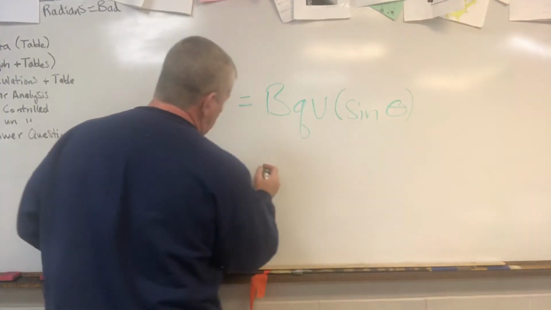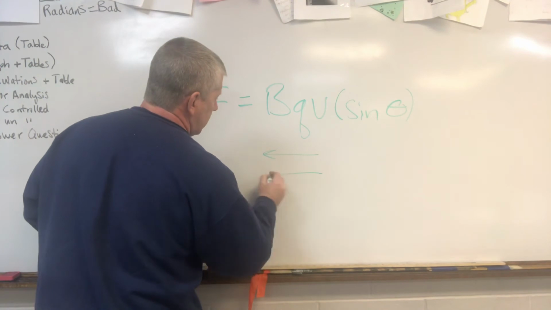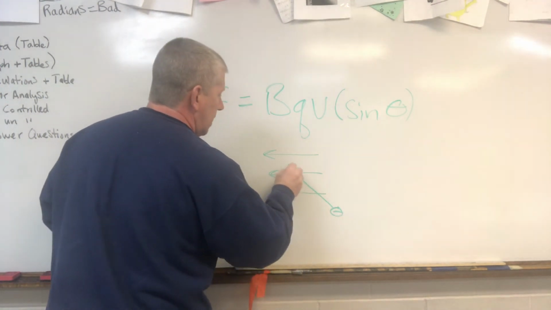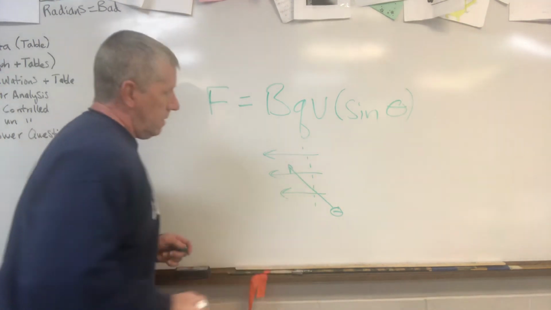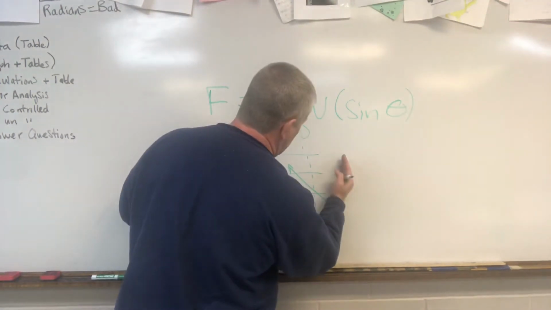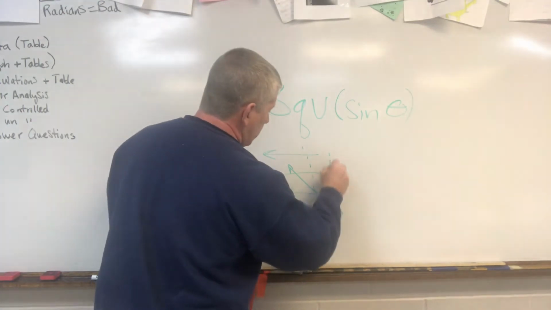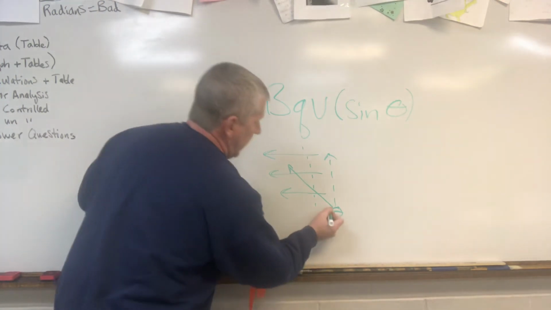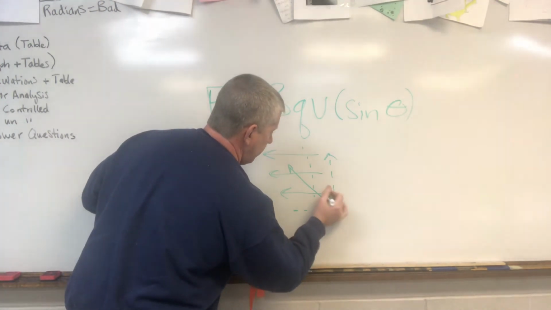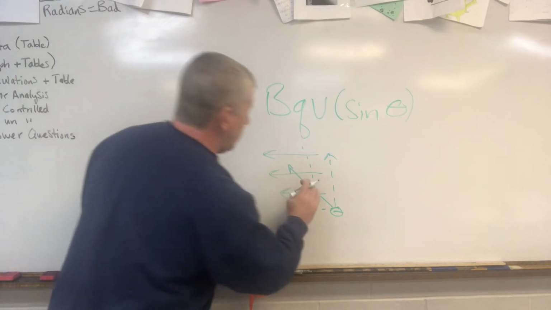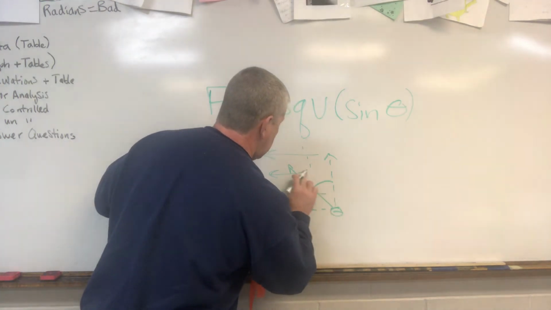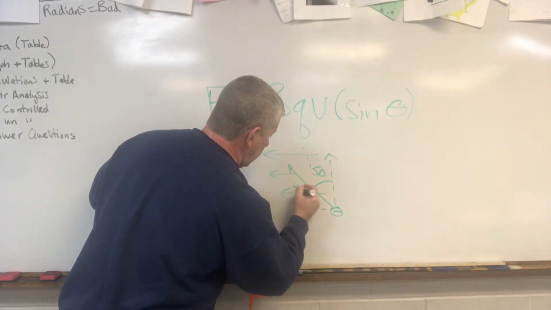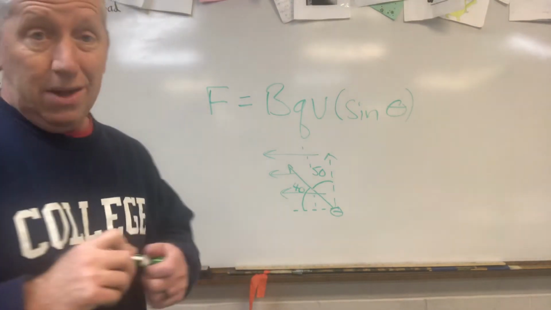So I have a field like this, and a particle moving through the field at an angle. This would be maximum, that's 90. This is minimum, that's 0. So where's the theta? Is the theta measured from here, or from here? Let's say this angle here is 50 degrees. That would make this 40 degrees. Which angle is your theta?